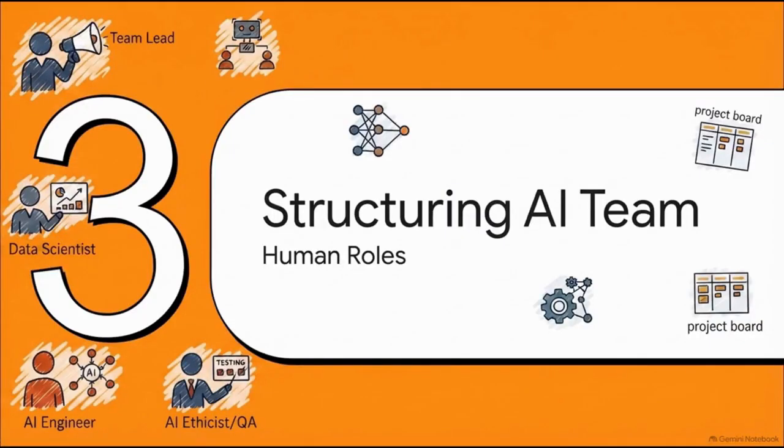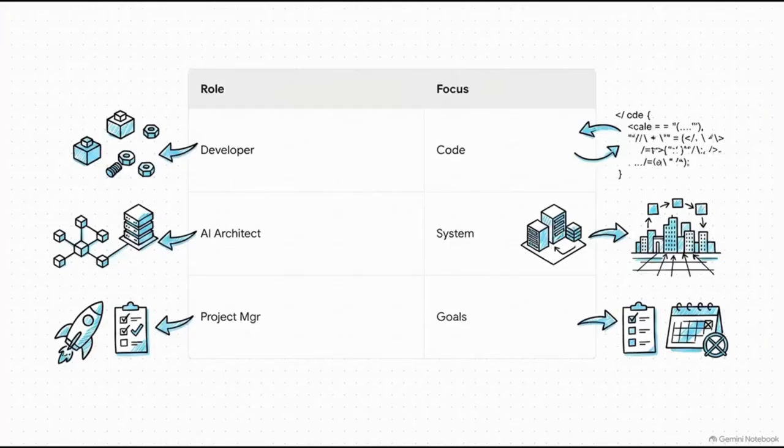Section 3. Structuring the AI team, human roles. Now, before you can manage artificial agents, you have to flawlessly structure the human talent behind them. We break this down into 3 distinct pillars. First up, the developer. They are your builder, deep in the code, constructing the actual nuts and bolts mechanics of the agents. Then you have the AI architect.